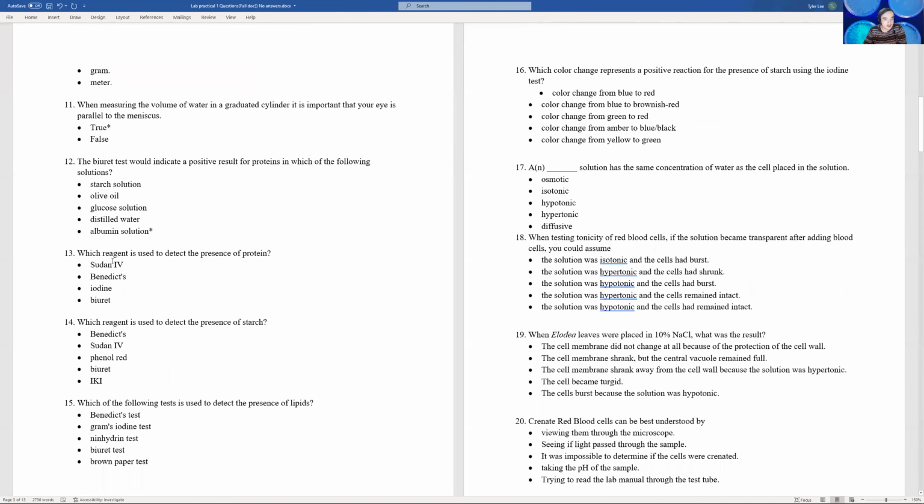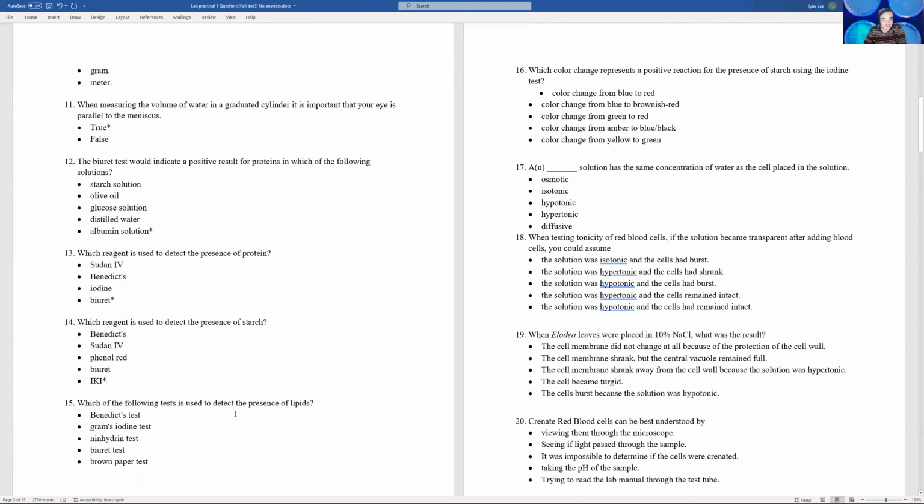Which reagent is used to detect the presence of protein? We just answered that in the previous question. Biuret reagent. Which reagent is used to detect the presence of starch? That's going to be IKI, or iodine potassium iodide. Any of those names would be accurate, but IKI for potassium iodide.